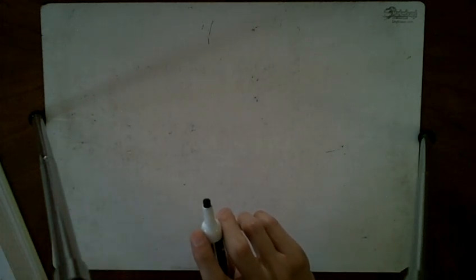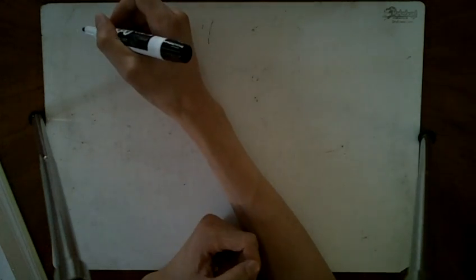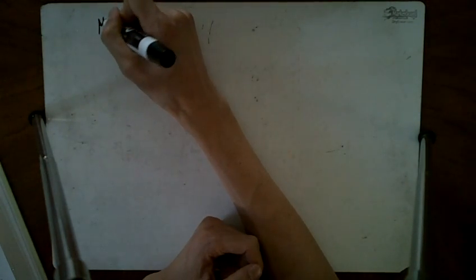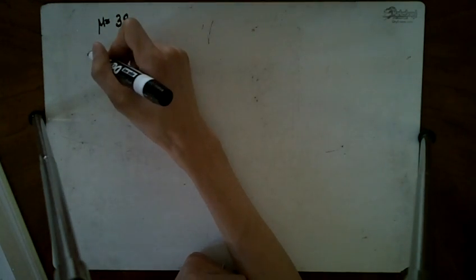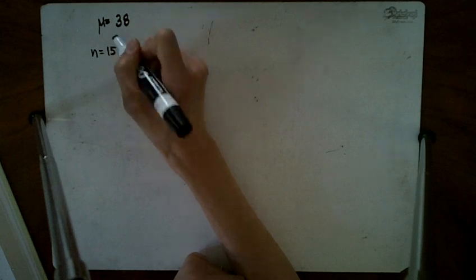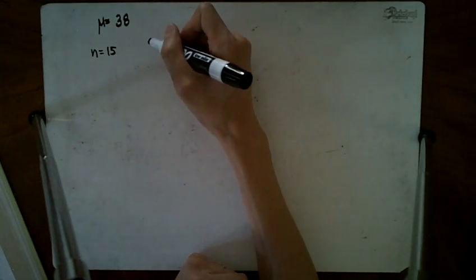Okay, in this problem, we know the mean height of 3-year-old boys in the United States, but we want to know if boys born outside the United States have a significantly different height or not. The problem says that in the United States, the mean height for 3-year-old boys is 38 inches. Then we've taken a random sample of 15 boys not from the United States.